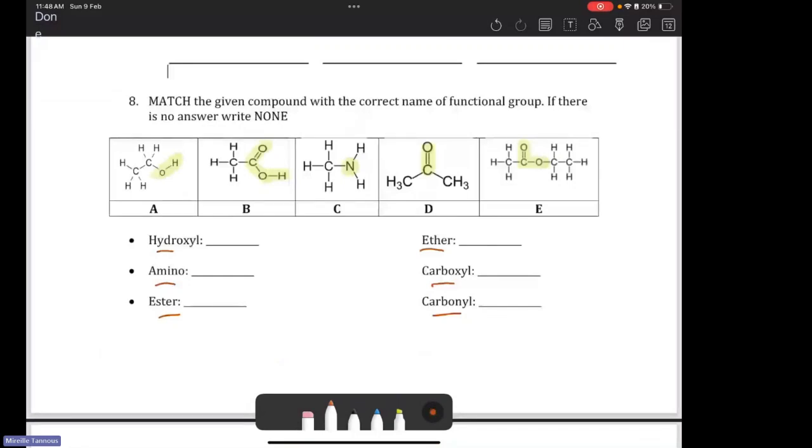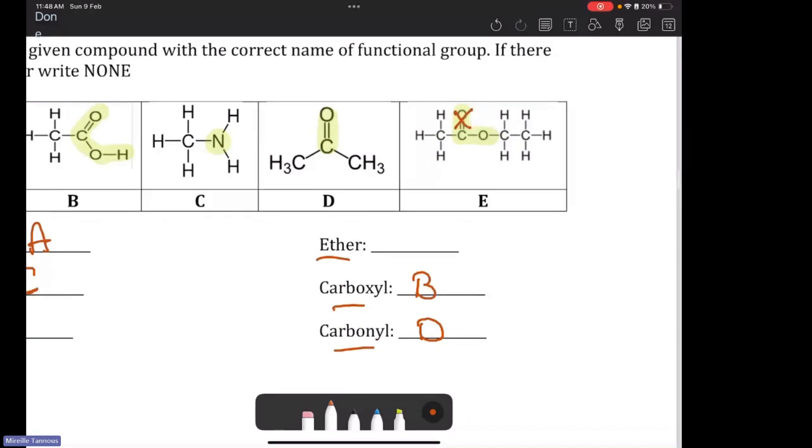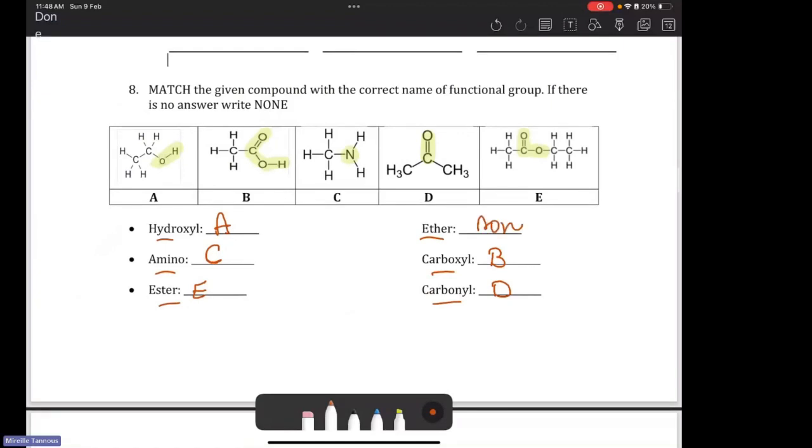So, here we go. E is an ester. D is a carbonyl, specifically the ketone family. C is an amino functional group. B, C double bond OOH, is a carboxylic acid family, and A is a hydroxyl. There is no ether given here. To be an ether, for example, E could be an ether if there were no C double bond O. Then it could be an ether. But it's not. None.